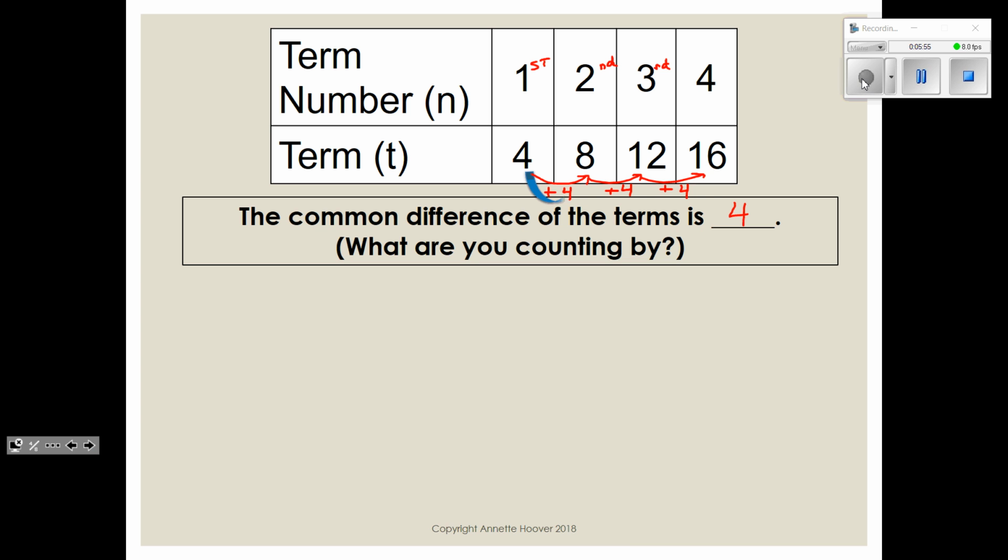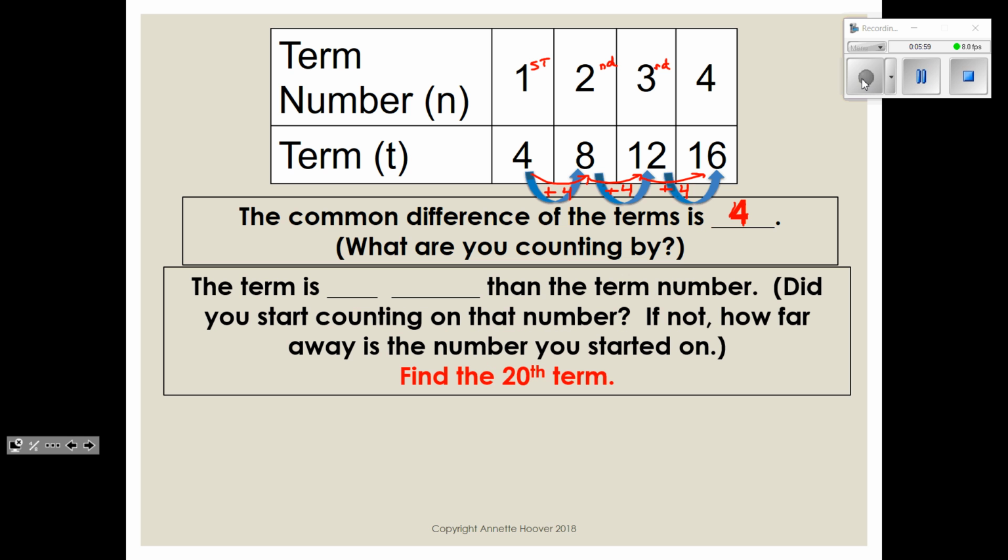Second question, did I start counting on that number? I'm counting by 4s, but did I start counting on 4? Well, on this one, I actually did. So we didn't have to put that part of the equation in. Okay, so remember, we start with t equals something times n. What are we counting by? 4. And we started on 4, so we don't need this part of the equation.